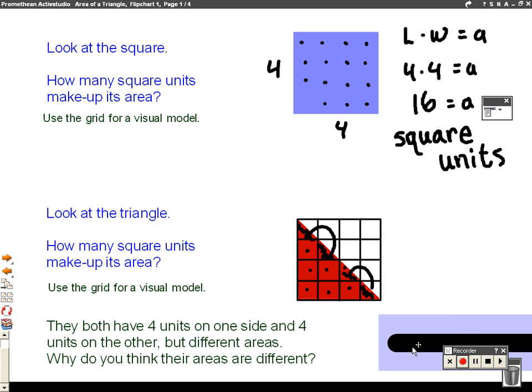So the question I have is, they both have 4 units on one side and 4 units on the other, but different areas. Why do you think the areas are different? Go ahead and pause the video and talk about it with your class and see why it is that they are different.